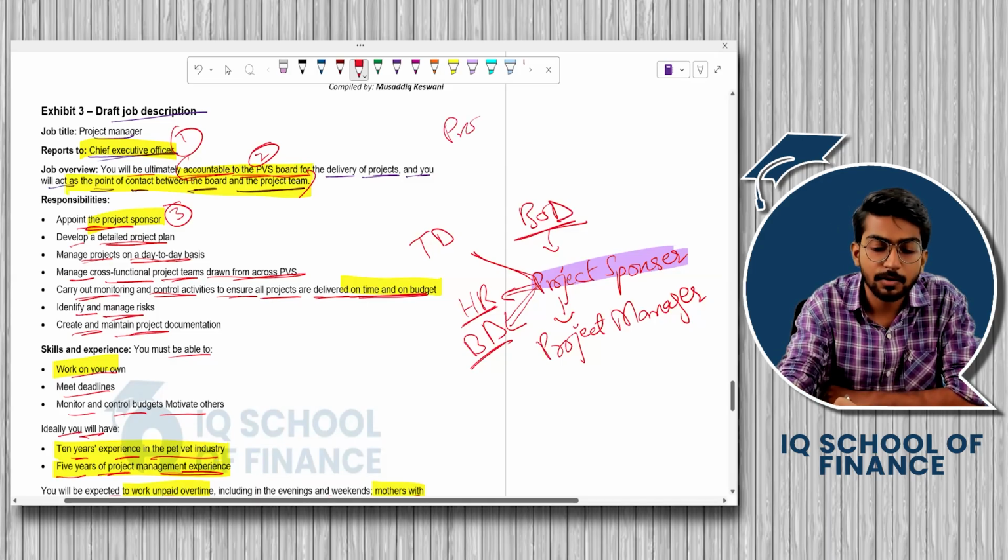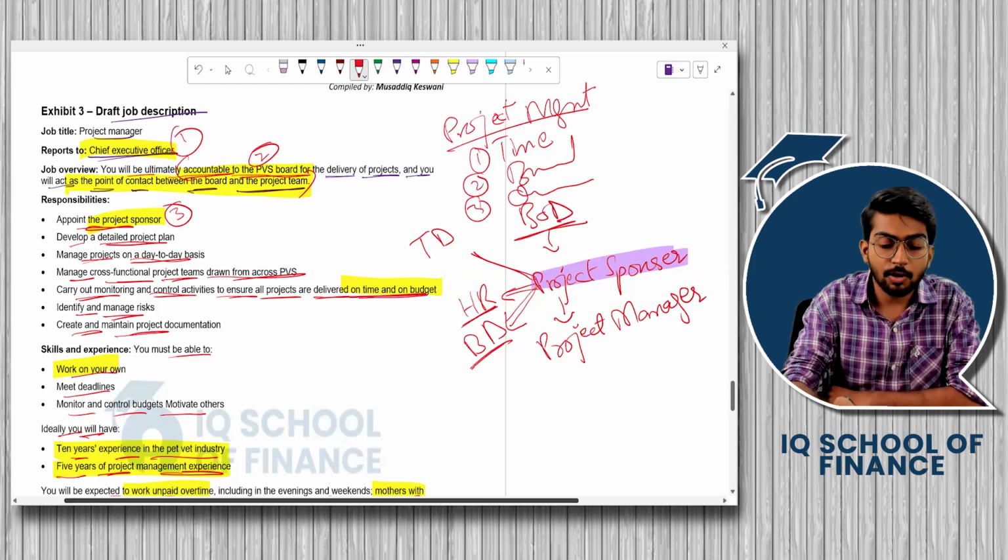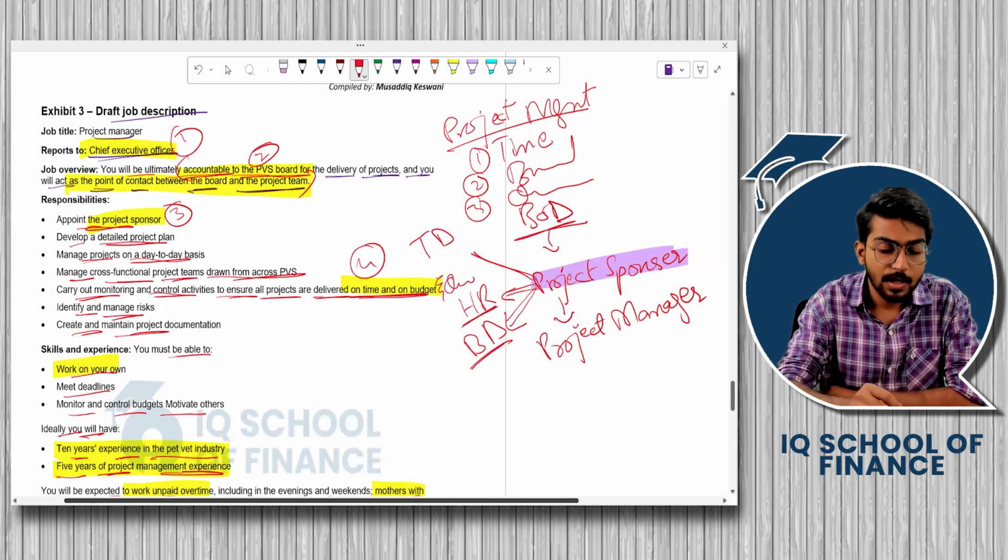The other thing is that in every project, when we talk about project management, project management always deals with three things. Number one, time, number two, budget, number three, quality. So the quality aspect is missing here. All right, this is the fourth issue.